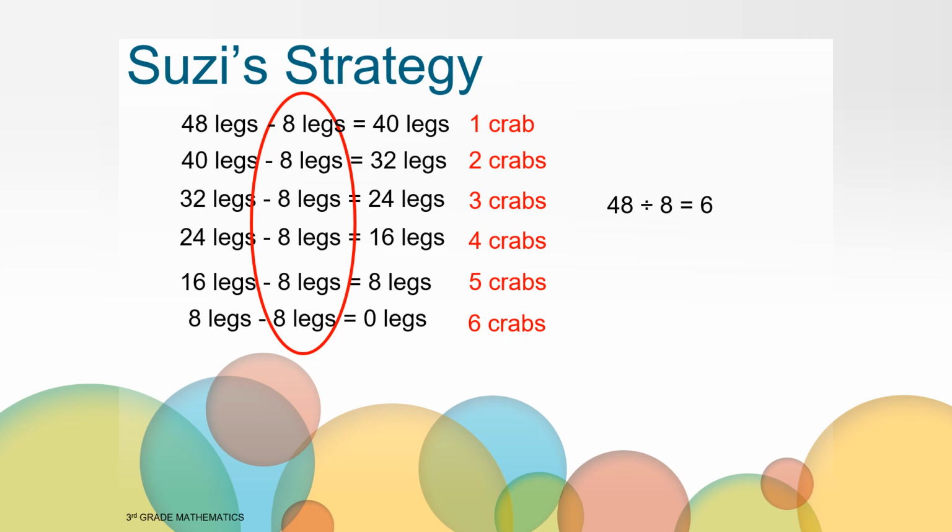Yeah, division's the opposite of multiplication. And since we know that multiplication is repeated addition, and multiplication and division are opposites of each other, we could say that division is repeated subtraction. So in Suzi's strategy, she used repeated subtraction to solve a division problem. Will this always work? You bet it will.